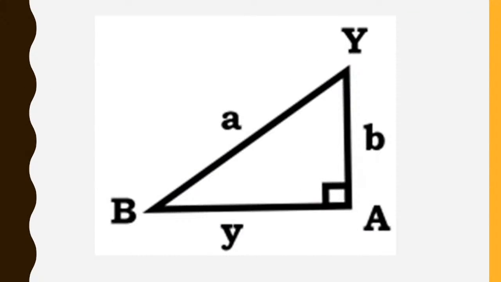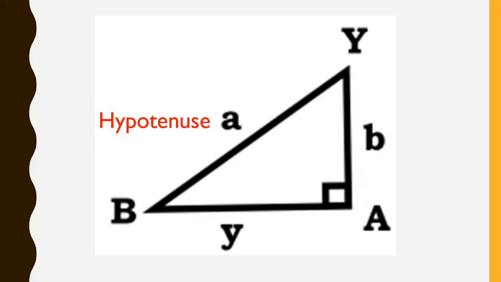Let's look at the given figure. It is a right triangle ABY. Angle A is right. Now, let's identify the sides. Which side is the hypotenuse? Correct. The hypotenuse is side A.